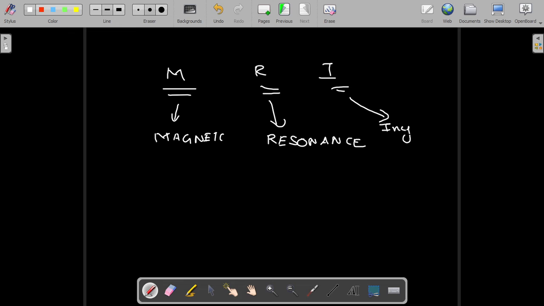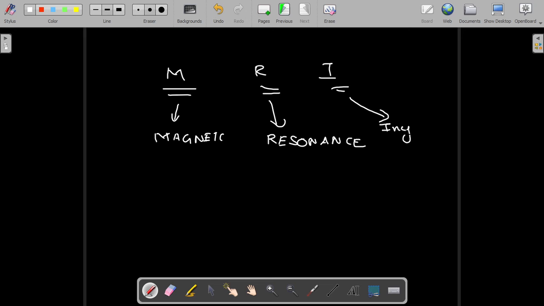In that way we are going to learn about MRI, magnetic resonance imaging. I'm going to tell you in the form of stories, and we're going to have a lot of fun. That's the way we are going to learn about this MRI.